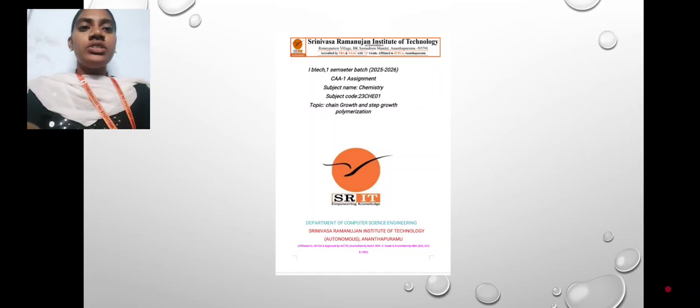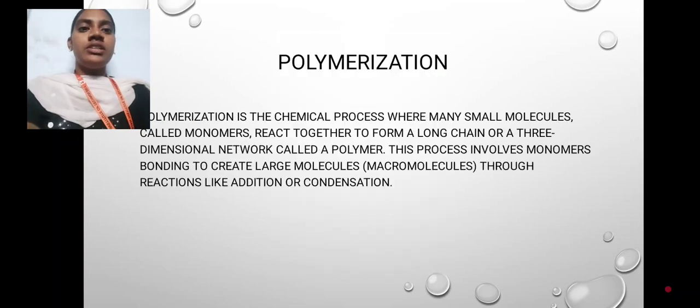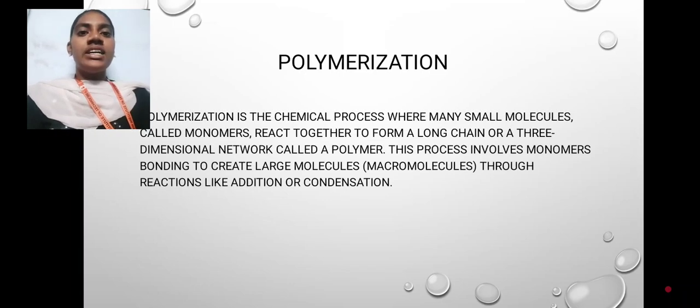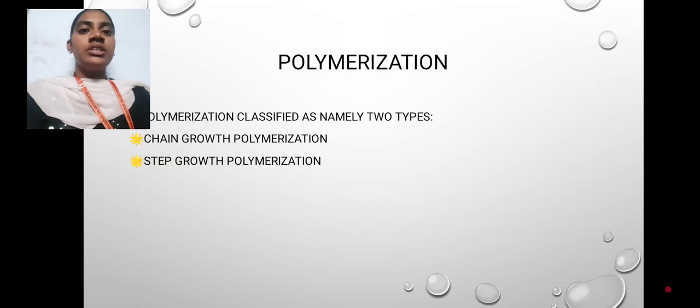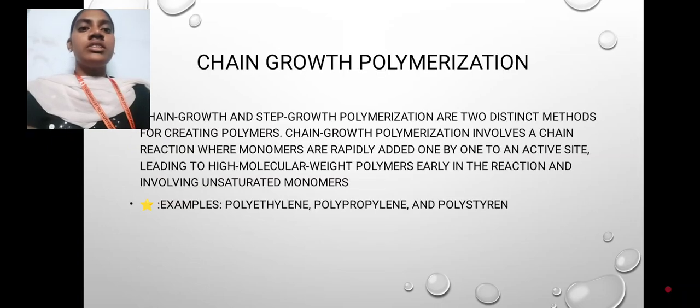Today my topic is chain growth and step growth polymerization. First of all, polymerization is defined as the addition of small units called monomers to form a polymer. The formation of a polymer is known as polymerization. This process involves monomers bonding to create large molecules, macromolecules, through reactions like addition or condensation polymerization. Polymerization is classified into two types, namely chain growth polymerization and step growth polymerization.